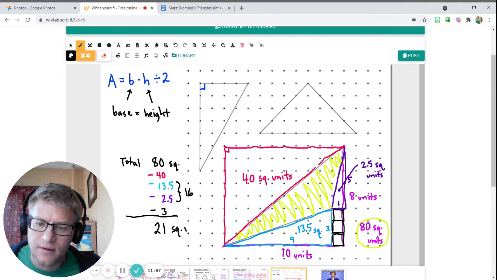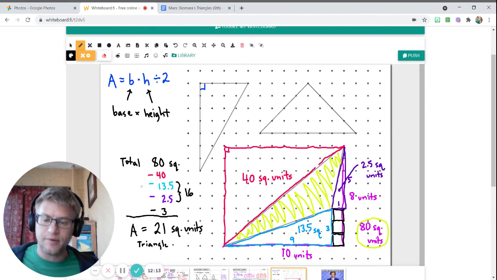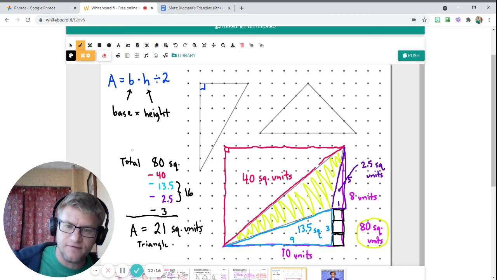square units. Now, isn't that wild that you can do it that way? 21 square units is the area of the triangle, right? Wow. Hard problem. And awesome, but also wow. I think that's fascinating, right?